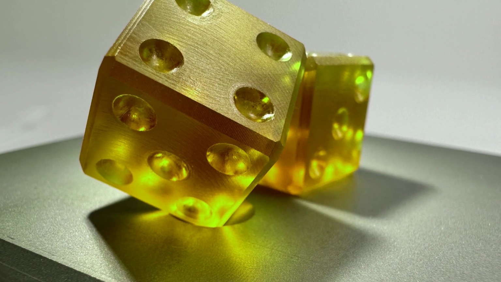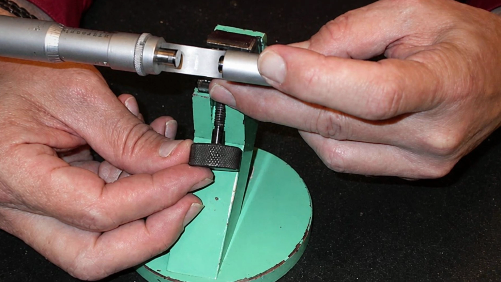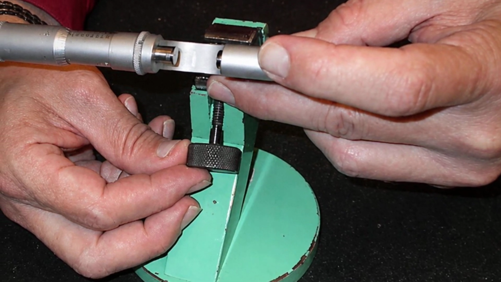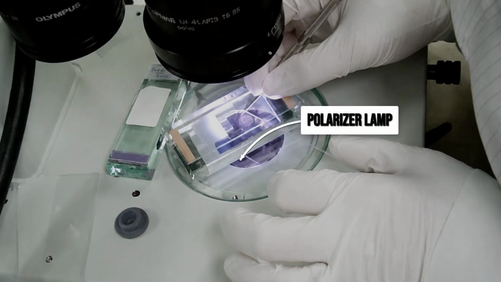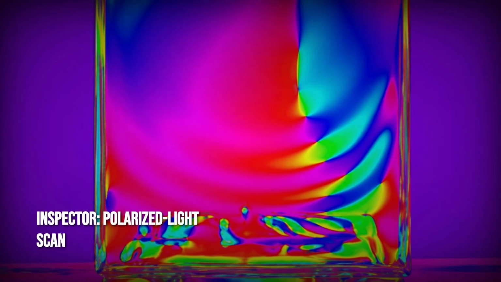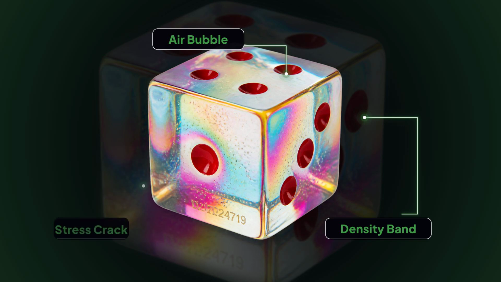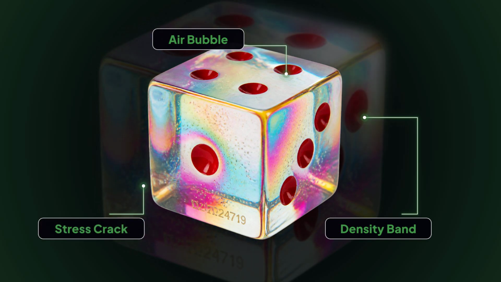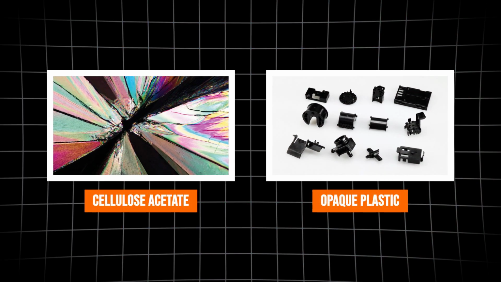At the quality control station, the manufactured cube must prove its geometric integrity before it ever touches a casino table. The choice of transparent cellulose acetate now serves a second important purpose. Under a polarized light source, an inspector scans the clear polymer body. Any internal stress fracture, microscopic air bubble, or density variation in the cured epoxy will bend the light, exposing flaws that opaque plastics would easily hide.